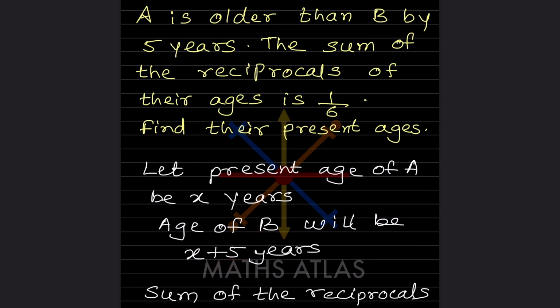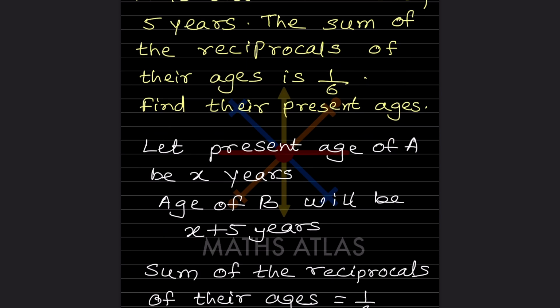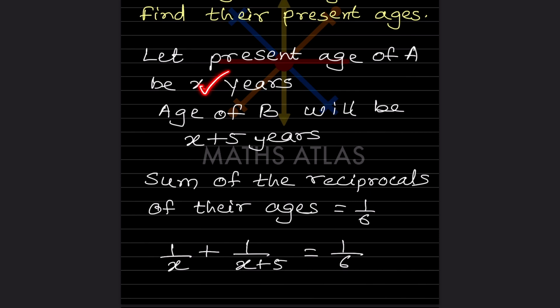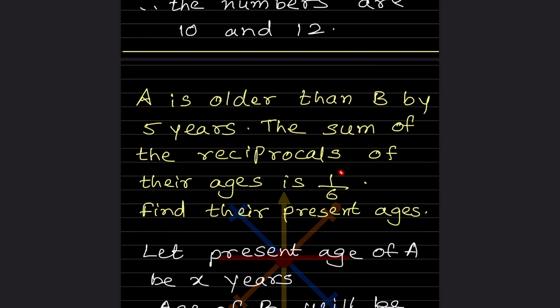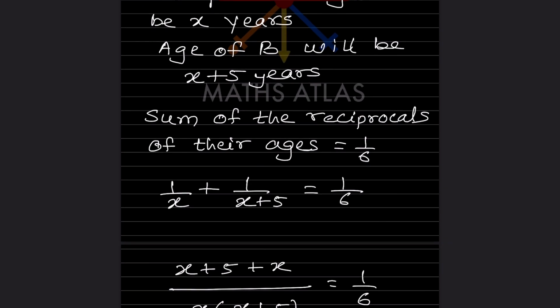So now look at the second sentence: sum of reciprocals of the ages. Reciprocal means, if this is x, you're going to do 1 by x. That is, you're going to flip it over. So the sum of the reciprocals of this and this: you will write here 1 by x, and 1 by x plus 5. And it's given as 1 by 6. So this is equal to 1 by 6.